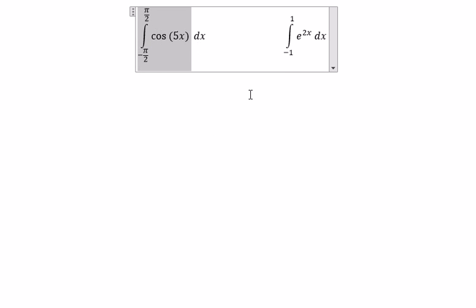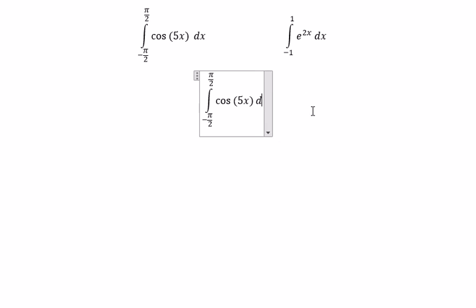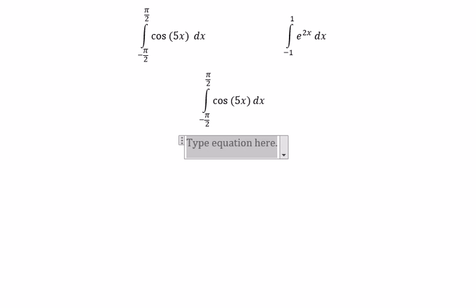For the first one, we know that the integral of cosine 5s will give you 1 over 5 sine 5s, and we have negative pi over 2 and pi over 2.